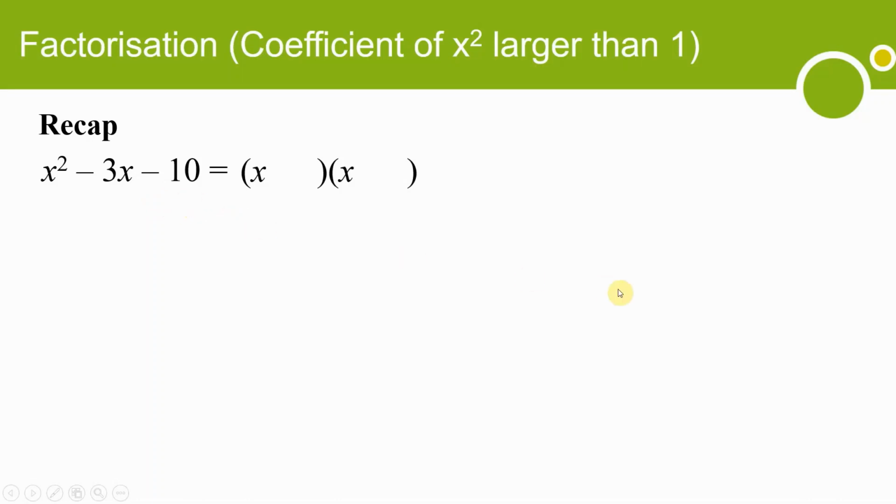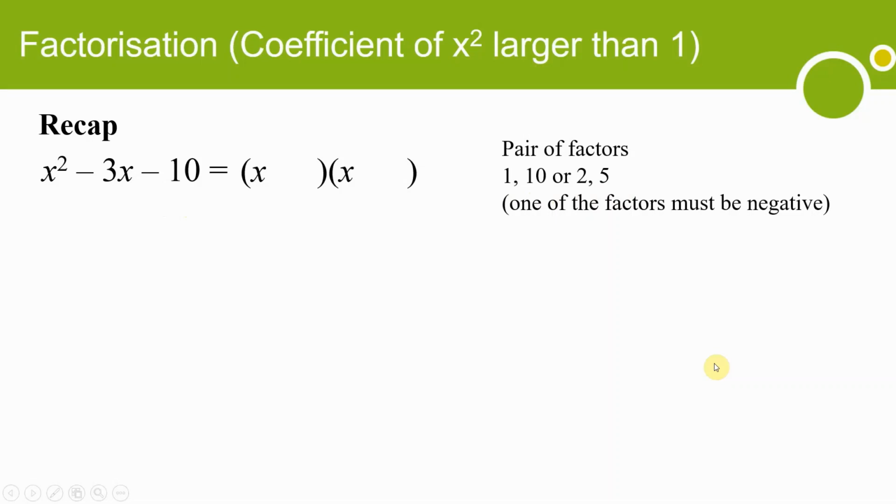10 has 4 factors. We have 1, 10 and 2, 5. And we need to ask ourselves which of these will give us a 3, and obviously only 2 and 5 can do so, but one of the factors must be negative because it's a negative 10 here, so it's either negative 2 and 5, or 2 and negative 5, and we want a negative 3, so it is the last option, 2 and negative 5. So we place it in and we can check again. 2x minus 5x, we get negative 3x. And that's how we factorize a quadratic expression like this.